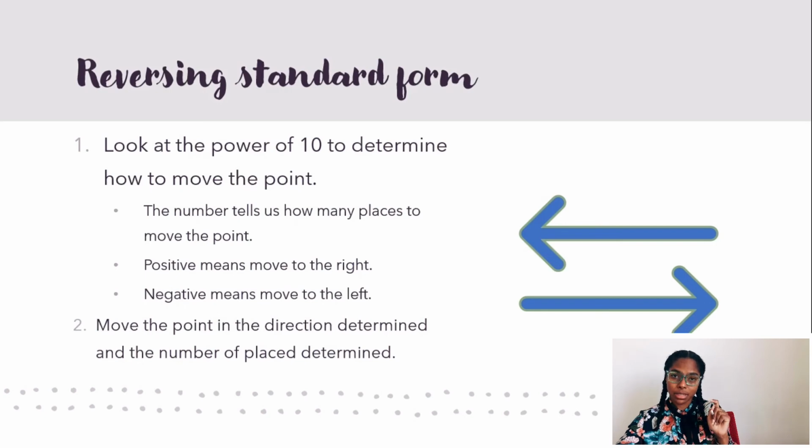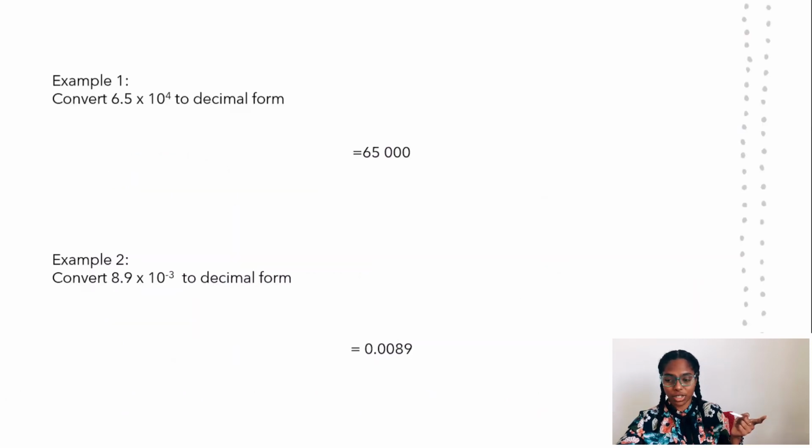So the number in the power tells us how many places to move the point. If that power is positive, it means that we have to move the point to the right, and if that power is negative, then we have to move the point to the left. So our next step is to move the point in the direction determined and the number of places determined, even though I have placed here, but you know what I mean. Hopefully I remember to fix that after. And that's it. That's how we convert from scientific notation to decimal form. So let's try some examples.